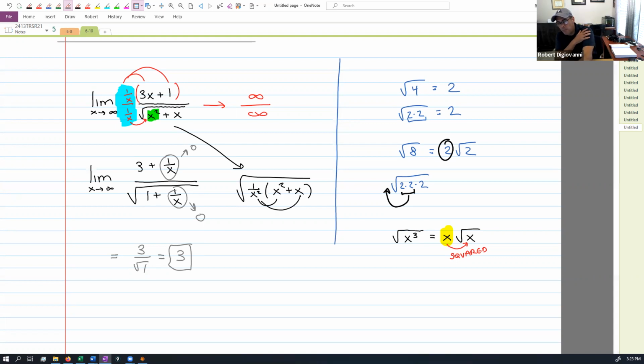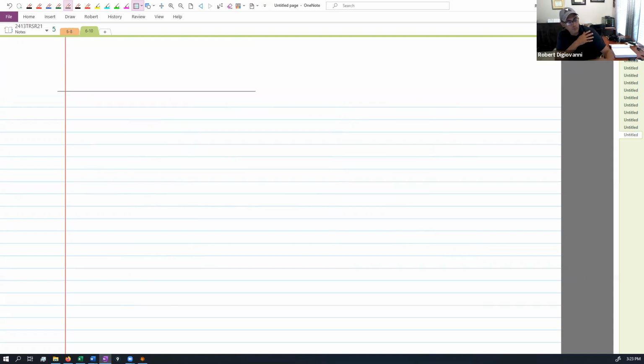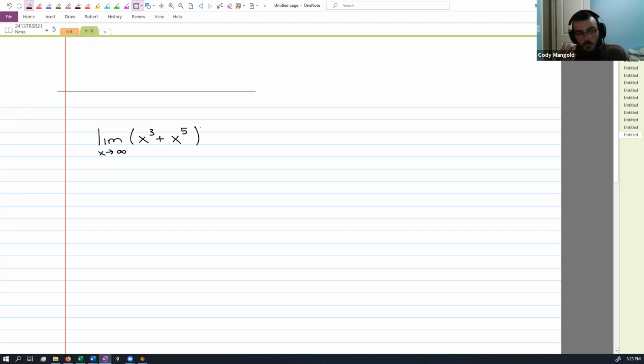Got another one for you. What's the limit as x goes to infinity of x cubed plus x to the 5th? Now, this is not a trick question. What do you think the answer here is? Infinity. You plug it in, infinity plus infinity, it's just infinity. This is infinite, right? Okay, so there's no work there.